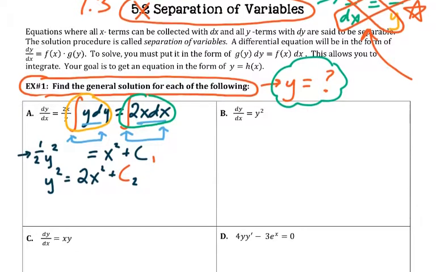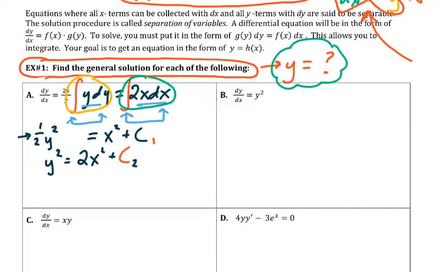All right, so final answer. Let's take the square root of both sides. That means y is equal to the square root of 2x squared plus c2. Now, because this is the only c left over, I can just leave it as a regular c because c is the constant. Now, I have to be a little careful though, folks. When I took the square root, I should get two answers. I get a plus or minus. Which one is it? I don't know. It could be either one. In a second, I'll show you how we can check and see which one it is.